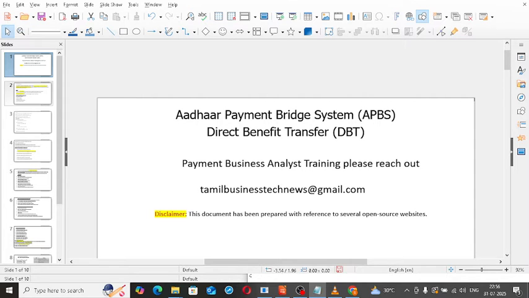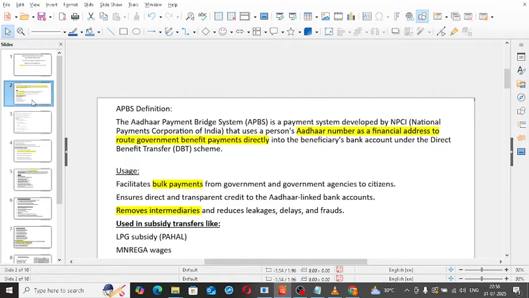What content is available in this PPT? The Aadhaar Payment Bridge System definition, usage, how the subsidy credit happens, how it works, the account mapper in the NPCI network, failure reasons, and advantages of the Aadhaar Payment Bridge System. These are the contents available in my PPT.